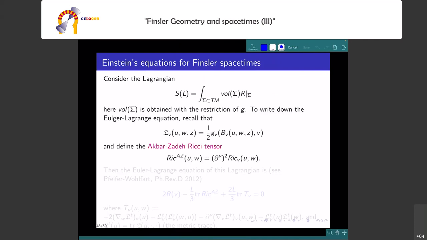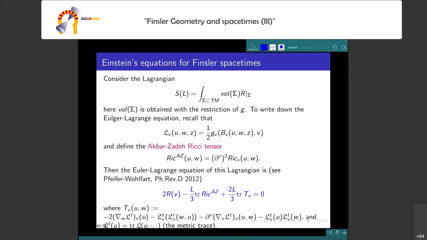Okay, and then in order to write down the Einstein equations, you need to define this. I have defined this Landsberg tensor in the previous session, but this is defined using the Berwald tensor. The Berwald tensor was the vertical derivative of the Berwald connection. And then the Akbar-Zadeh Ricci tensor, which is the second vertical derivative of the Ricci scalar. Okay, using these elements, Pfeifer and Wohlfarth in 2012 obtained this Einstein equation, which is the Einstein equation associated with this, let's say, generalized Einstein-Hilbert functional.